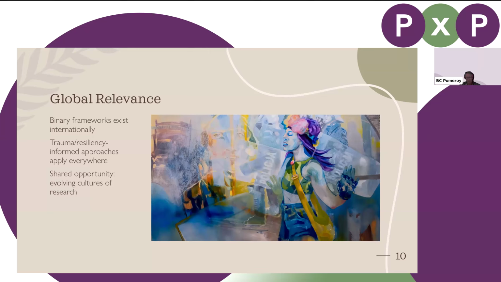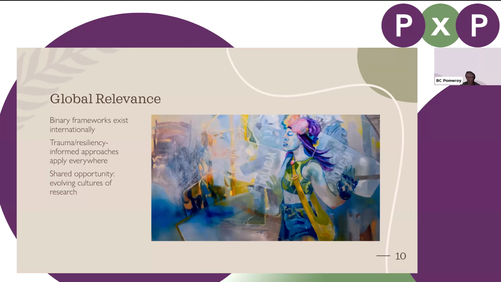Health research systems around the world often rely on binary categories, whether we're talking about demographic surveys in Europe, clinical trials in North America, or public health programs in Asia or Africa. The assumption of male and female only continues to shape how evidence is collected and interpreted. This creates a universal challenge. So when research excludes people whose experiences don't fit those narrow frames, the knowledge we produce is incomplete, and the health inequities we see are reproduced.